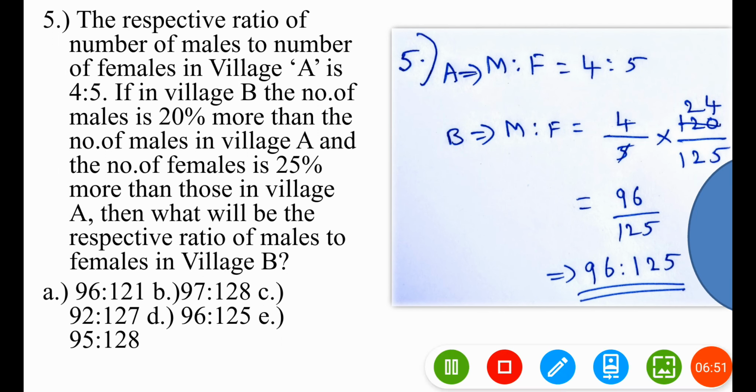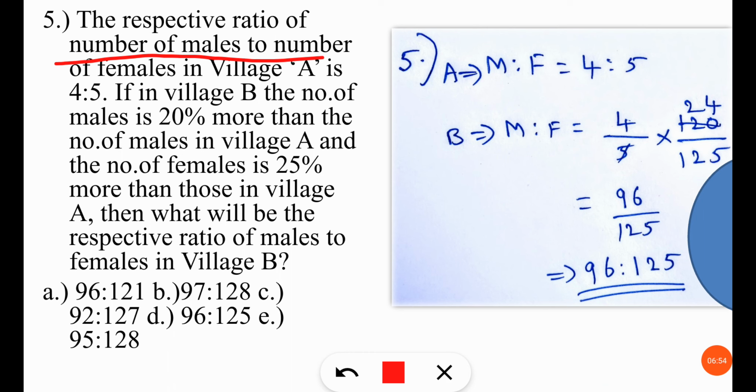The last and final problem. The respective ratio of number of males to number of females in village A is 4:5. If in village B, the number of males is 20% more than the number of males in village A and the number of females is 25% more than those in village A, then what will be the respective ratio of males to females in village B? The meaning of the question is, in village A, the male to female ratio is 4:5. In village B, there are 20% more males than the males in village A and 25% more females than that of village A.